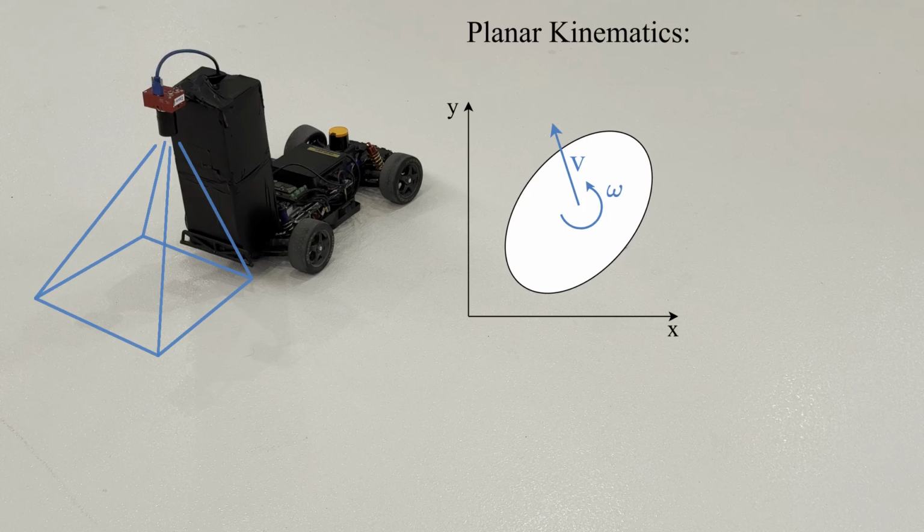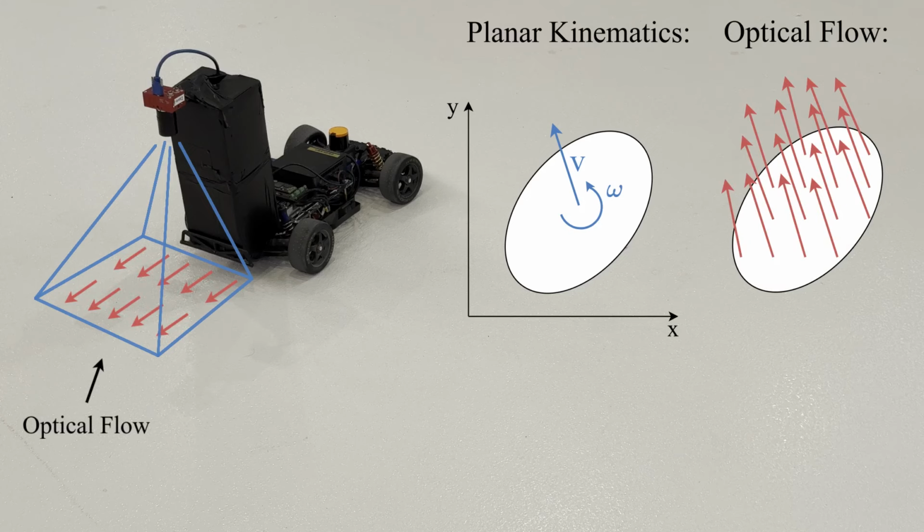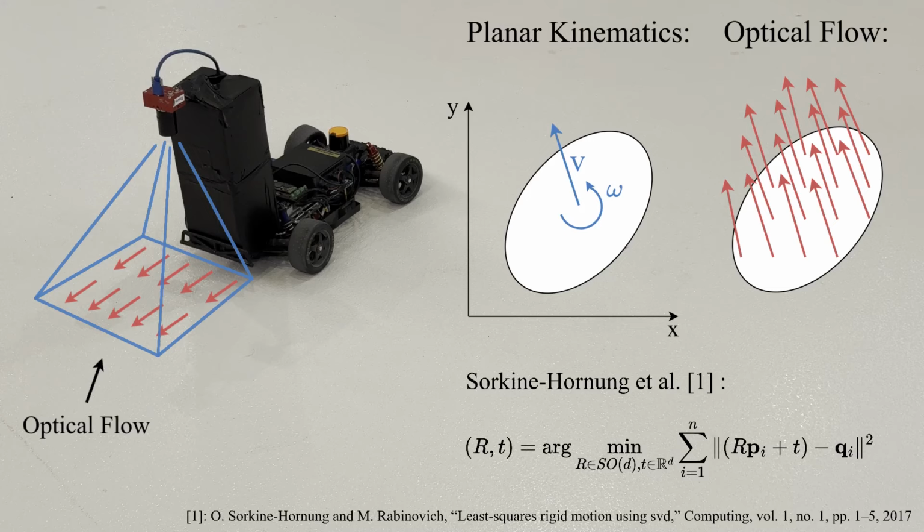From planar kinematics, we know that the motion of all 2D rigid bodies can be characterized by a single velocity and rotational speed. By estimating optical flow on the ground below the car, we are essentially computing the velocity at many different locations on the same rigid body. And by singular value decomposition of the flow vectors, we determine the single rotation and translation that describes the ground's motion in relation to the camera.